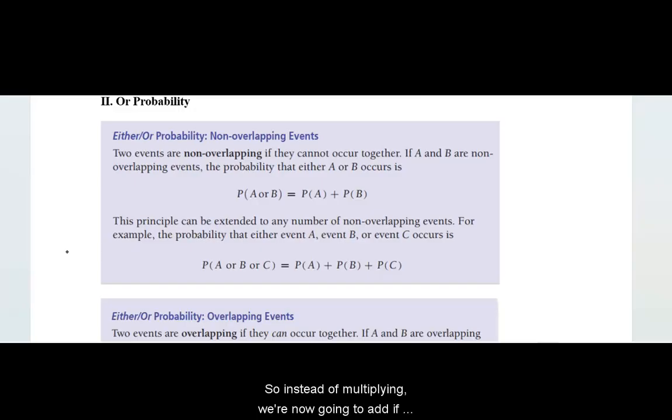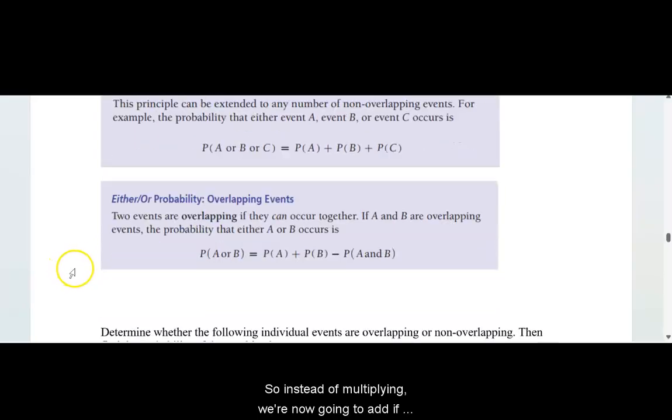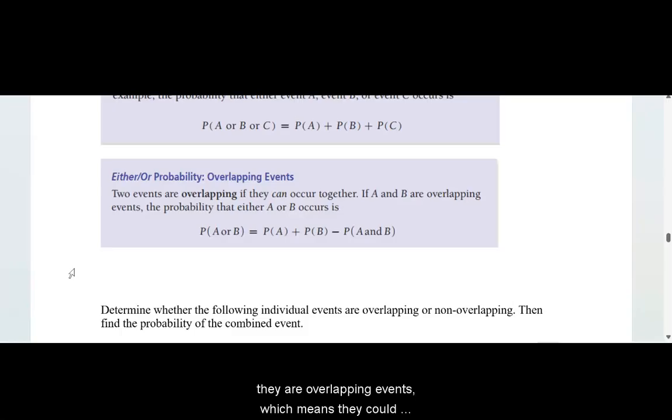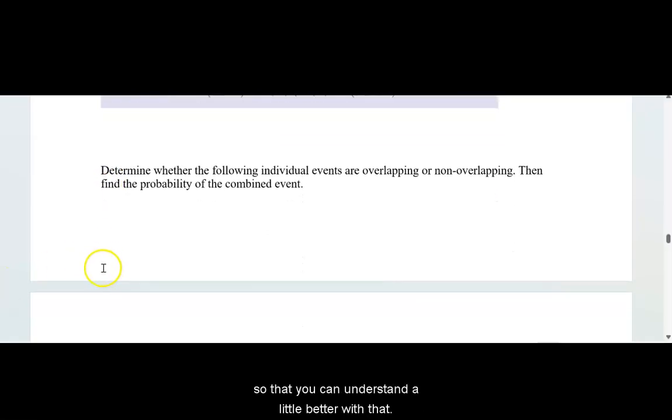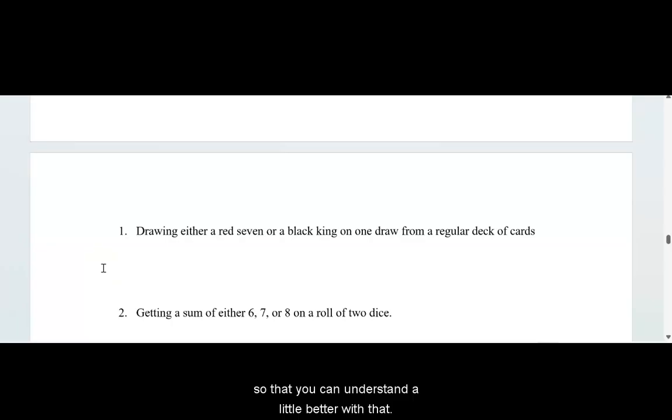So instead of multiplying, we're now going to add. If they are overlapping events, which means they could occur at the same time, then I'm going to take the probability of A plus the probability of B minus the probability of A and B. Again, just to help you understand a little more of what we mean by overlapping and non-overlapping, let's do a couple of examples so that you can understand a little better.